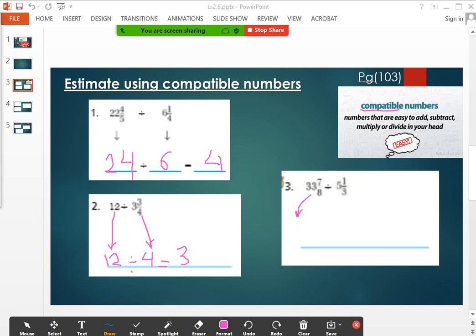Let's see. Manal. Yes, Manal. Hi, Miss. Hi, how are you, dear? Fine, thank you. 33 and 7 over 8, I want to round this number. It will be 35. Very good. 35. That's right. And the closest number to this number that I can divide by 5. So, 5. Very good.